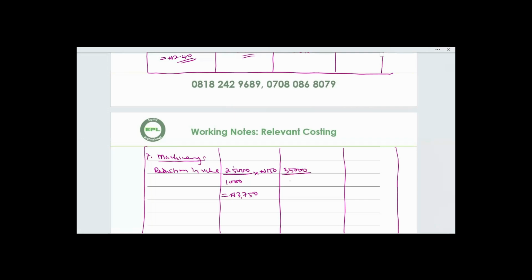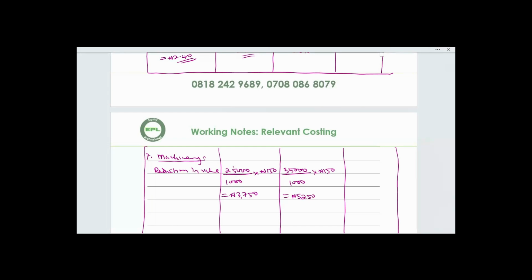Under option 2, I want to use the machine to produce 35,000. So for every 1,000 units produced, it will fall by 150 naira. Therefore, what's the total reduction? So 35,000 units divided by 1,000 units, multiply by 150, equal 5,250. Under option 3, which is to shut down, we are not using it to produce anything.